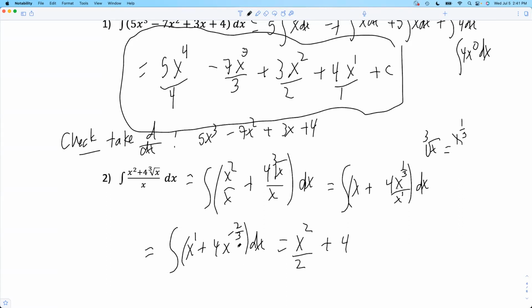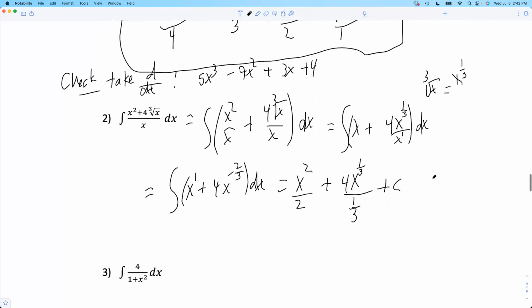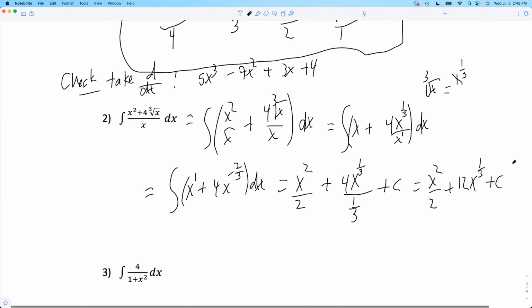This power is going to raise up by 1. So negative 2/3 plus 1, or 3/3, would be a positive 1/3, dividing by the new exponent. Don't forget the plus c at the end. So my power went up by 1, divided by the new exponent. I could clean this up a little bit. Do a little keep change flip here. Dividing by 1/3 is the same as multiplying by 3. So this would be 12x to the 1/3 power plus c.